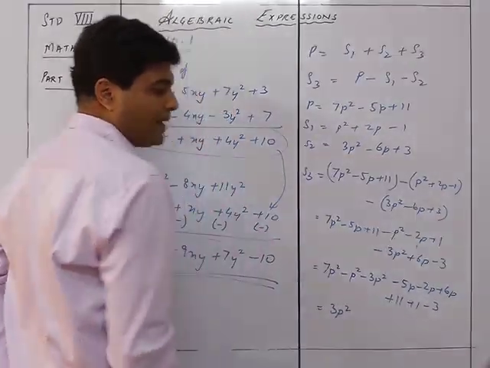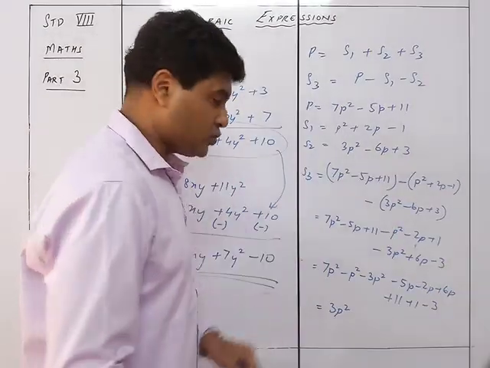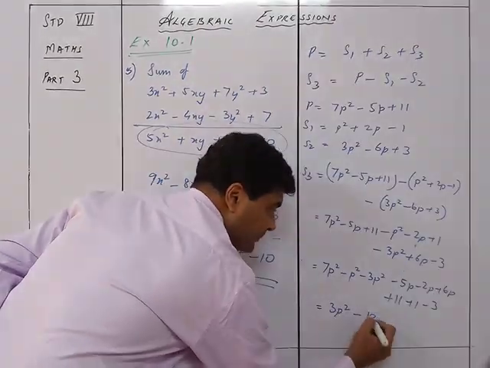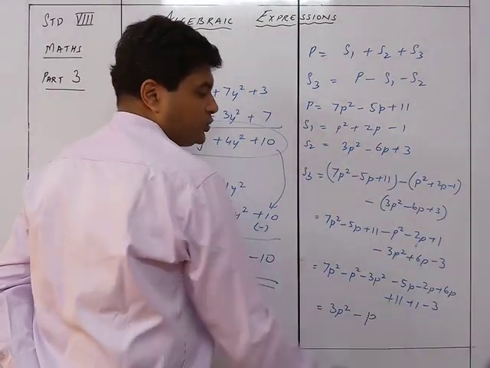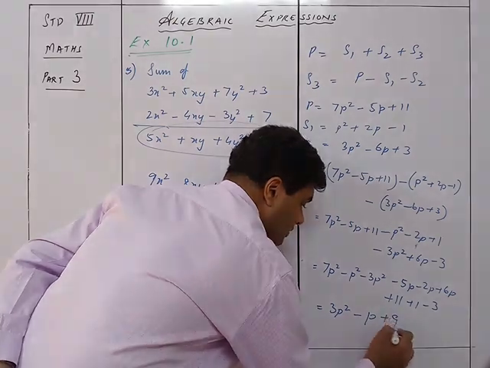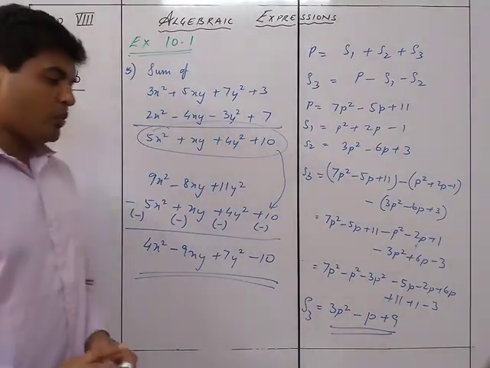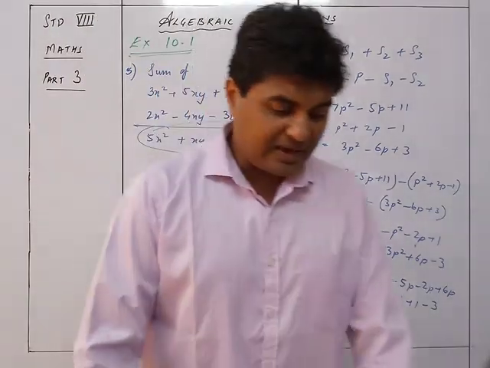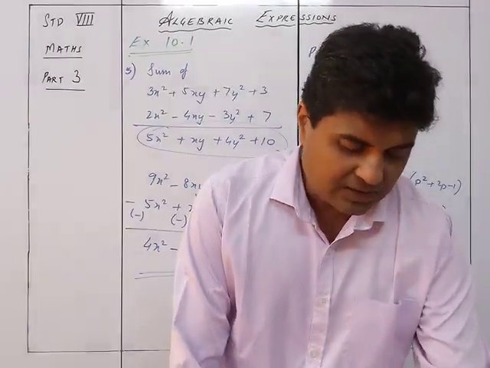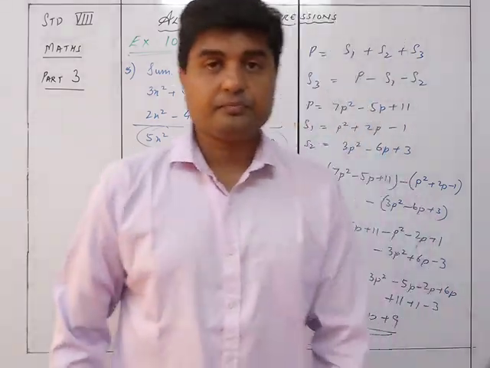Minus 5 minus 2 is minus 7. Minus 7 plus 6 is minus 1. That is minus p. 11 plus 1 is 12. 12 minus 3 is 9. So it is plus 9. Therefore, side 3 is equal to 3p square minus p plus 9. Okay, that is 3p square minus p plus 9.